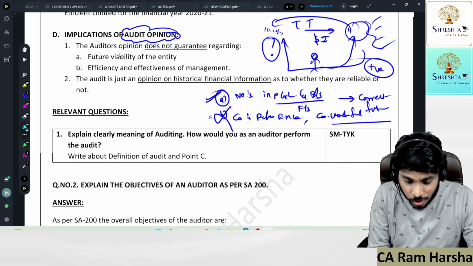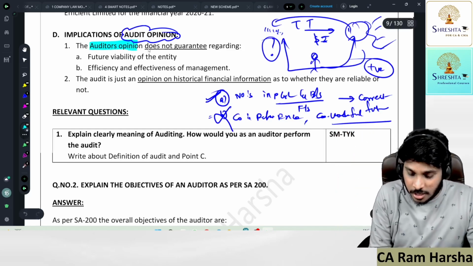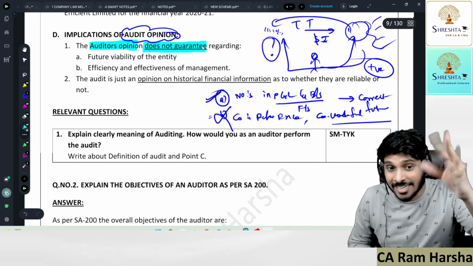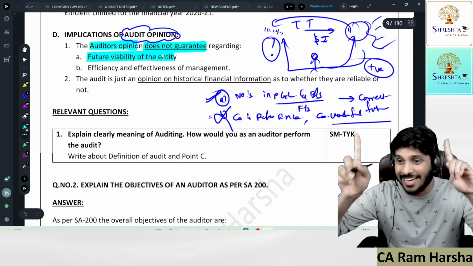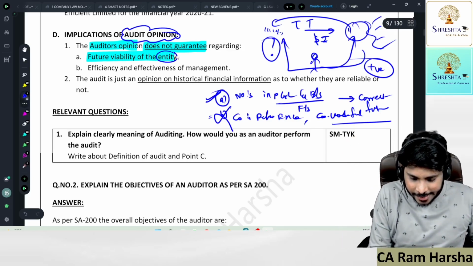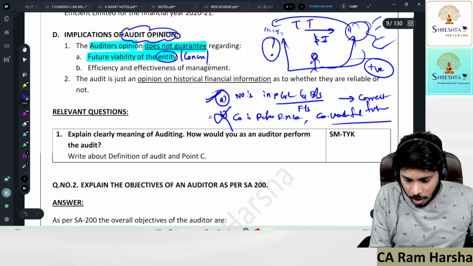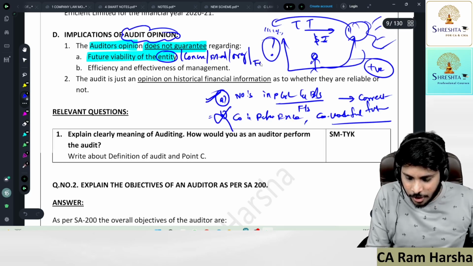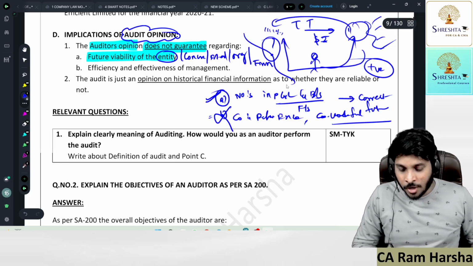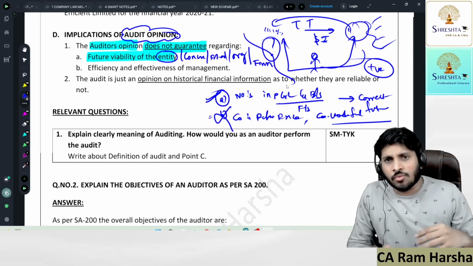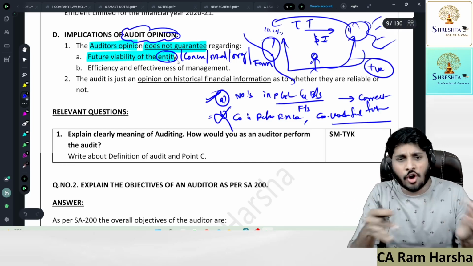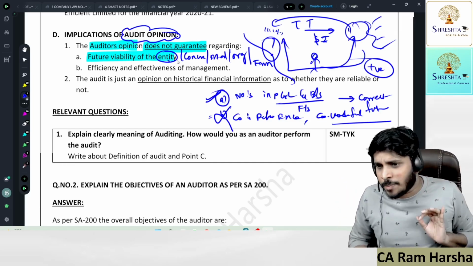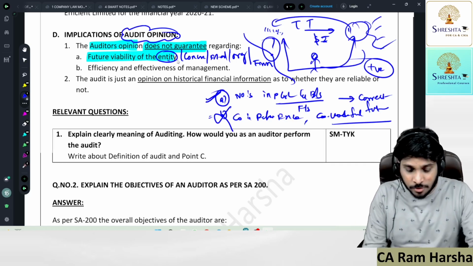No. So auditor's opinion does not guarantee, does not deal, regarding future viability of the organization. Remember, entity or concern or establishment or organization or firm, or enterprise, these are all synonymous. So auditor's opinion does not guarantee anything about the future.